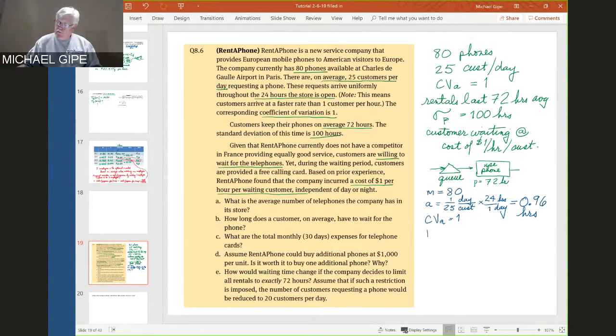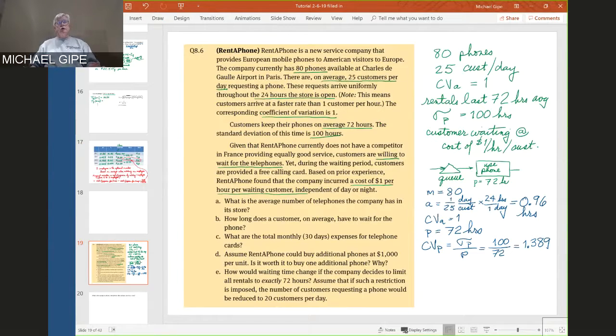We know our processing time is 72 hours. Coefficient of variability for the processing time is going to be the standard deviation of that processing time divided by the time. So it's 100 divided by 72. And using the calculator, that works out to 1.389.